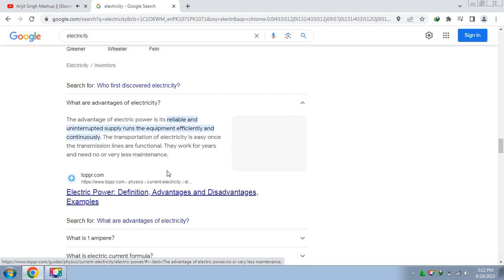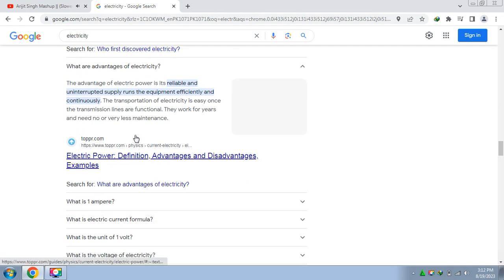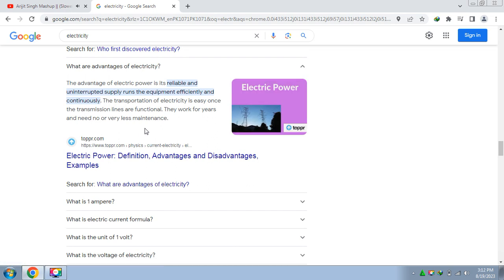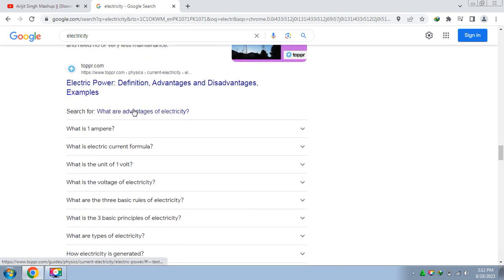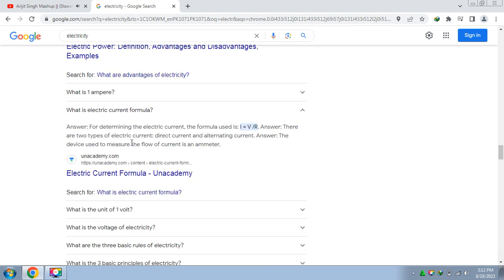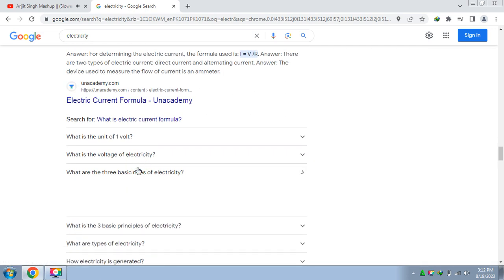And our another question is: what is the electric current formula? The answer is: for determining the electric current, I is equal to V/R. There are two types of electricity: current electricity and direct current. And the device used to measure the flow of a current is the ammeter.